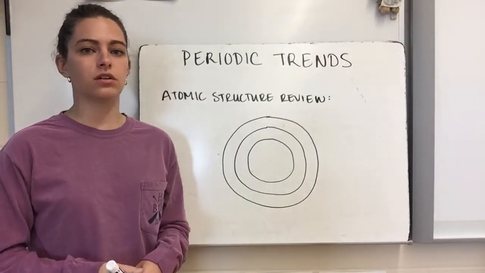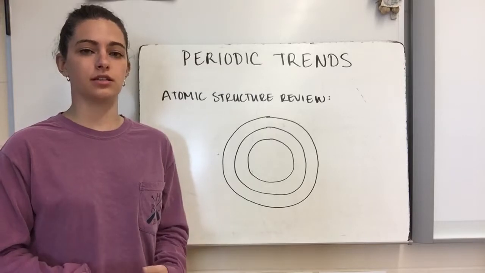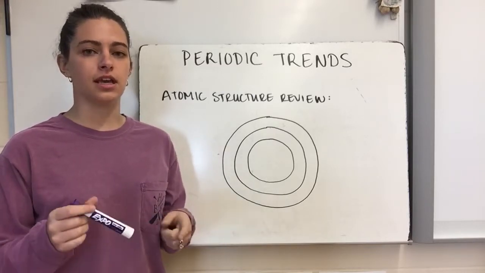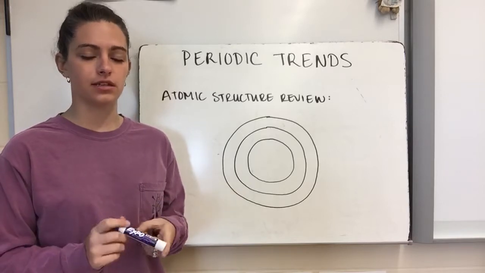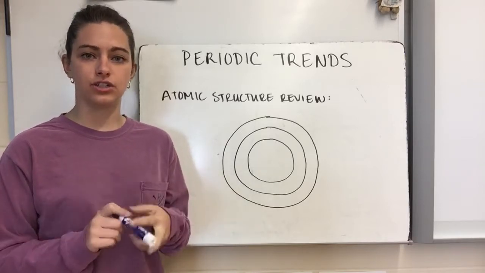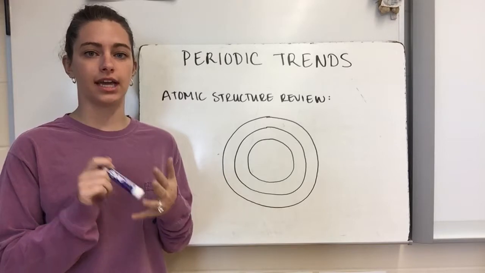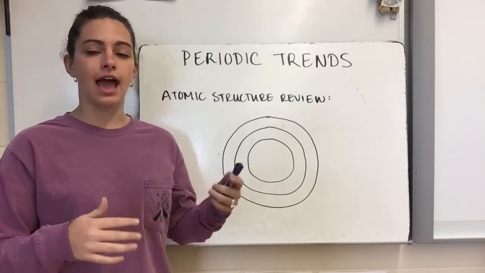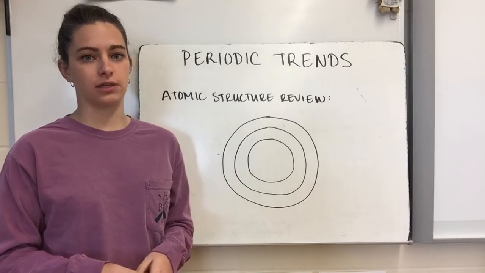So in this video, we're going to look at something called periodic trends, and we're going to look at three different trends. We're going to look at trends in atomic size or atomic radius, trends in ionization energy, and trends in electronegativity. By periodic trends, we mean patterns as we move in different directions across the periodic table.